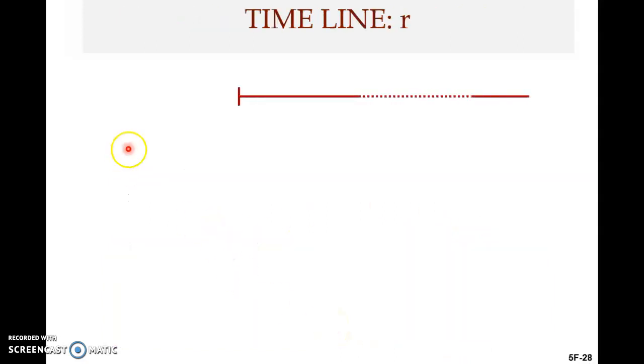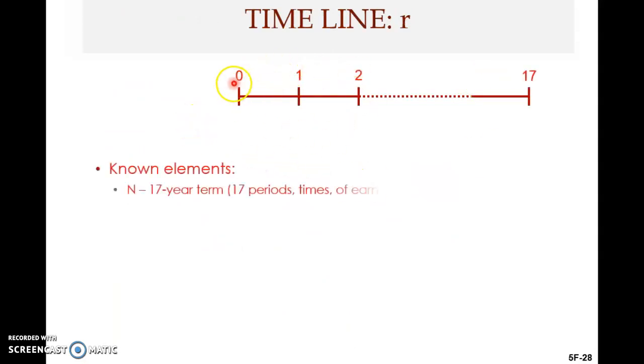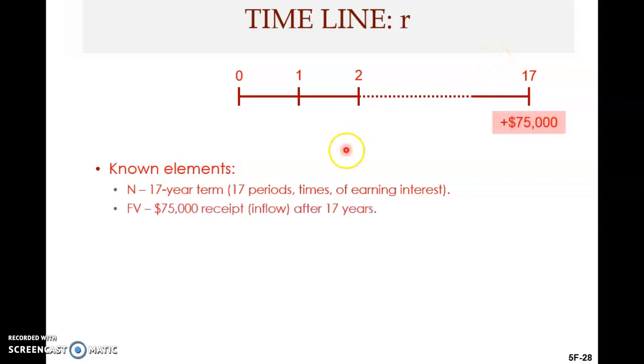Now we show this problem on a timeline. So you have this 0 until 17. The known element is the 17-year term. The second known element is you want to receive 75,000 after 17 years. The other known element is there is a deposit of 5,000. Now note the sign convention: this is negative and this is positive, because we deposit, a cash outflow, and we receive, a cash inflow.